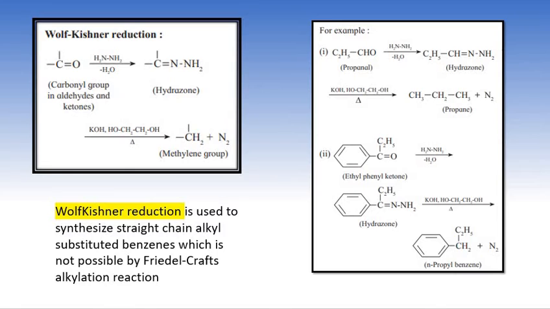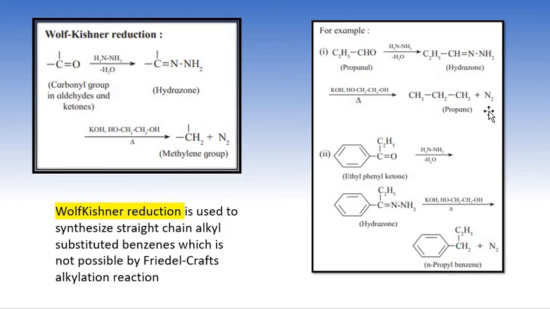Next, Wolff-Kishner reduction. Wolff-Kishner reduction happens in presence of hydrazine. First, hydrazine will be added to the compound, and then on further reaction with a strong alkali like KOH in presence of ethylene glycol, you will see the formation of propane along with the liberation of nitrogen gas.